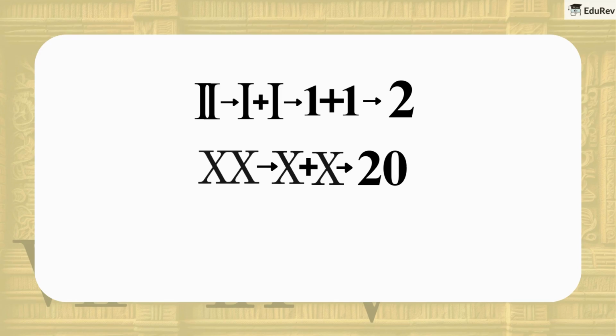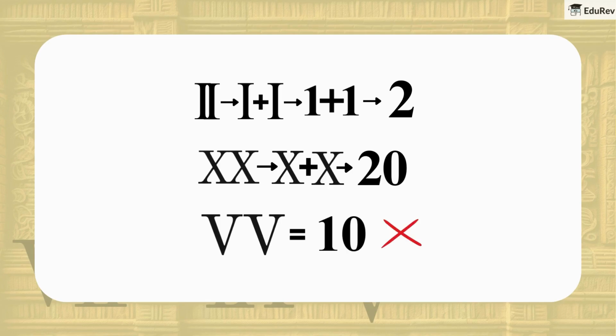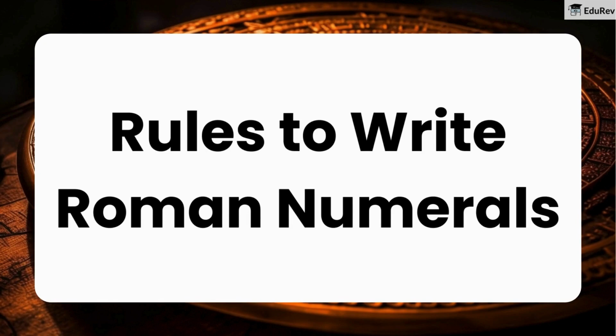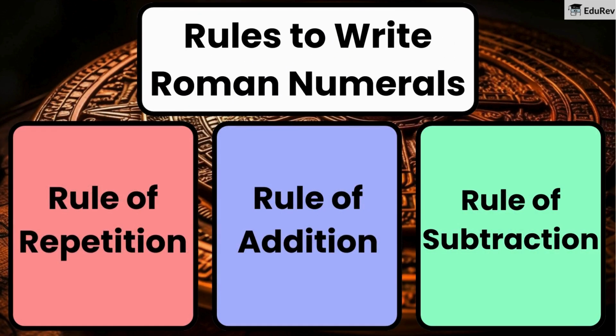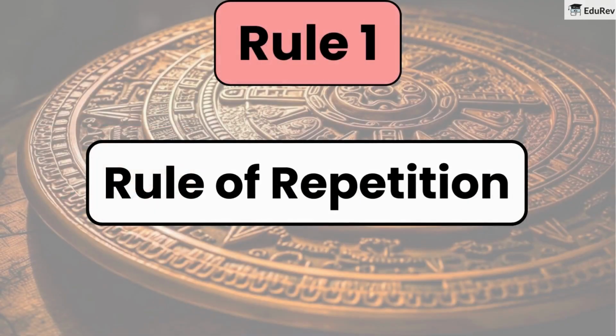Now let's try once again. Here we have V, which is 5. What about now? Is it 10? No, it is not 10. We use X to represent 10. So there must be some rules to write these Roman numerals. Let us look at them one by one. We have 3 rules which help us in writing Roman numbers.